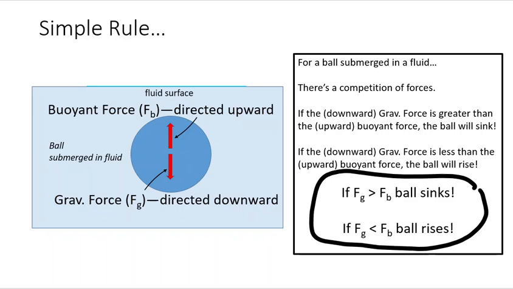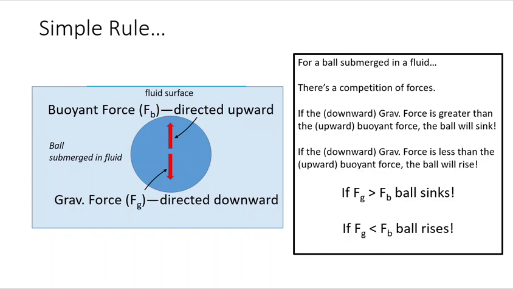If you want to express this in semi-mathematical language, we would just say it this way in English. If the gravitational force is greater than the buoyant force, then the ball is going to sink. However, if the gravitational force is less than the buoyant force, the ball is going to rise. That really is all that you need to remember here when it comes to isostasy. That's kind of the simple rule here. That's the take-home message on this slide.